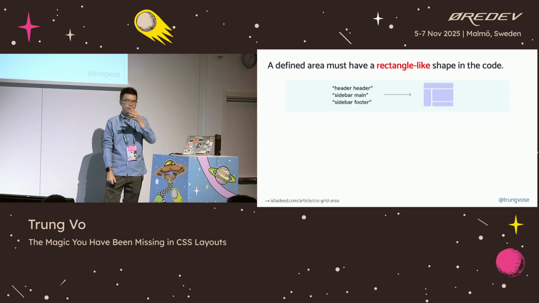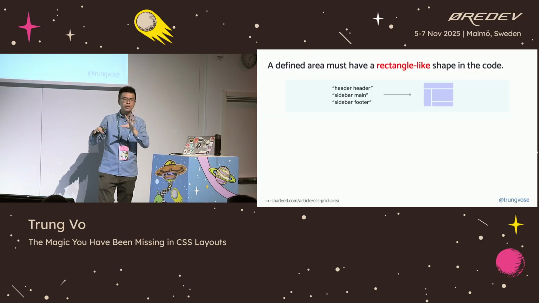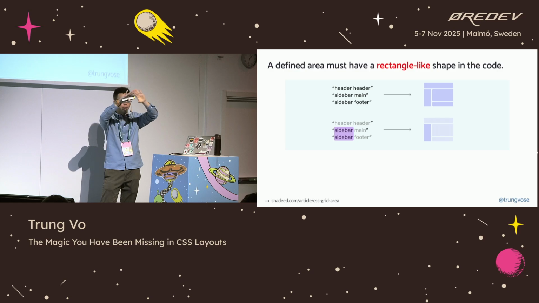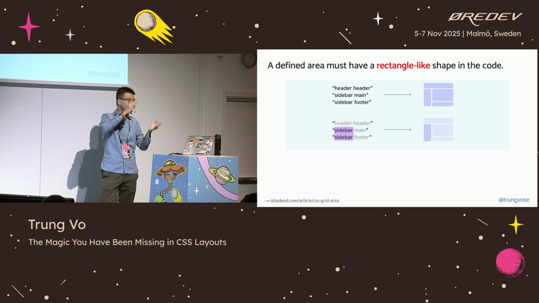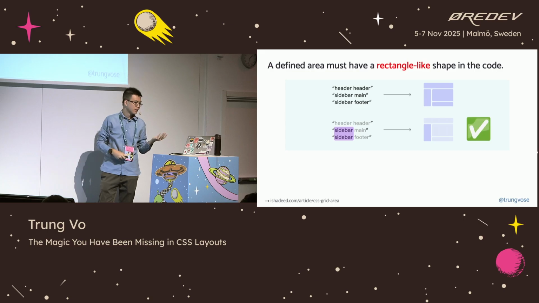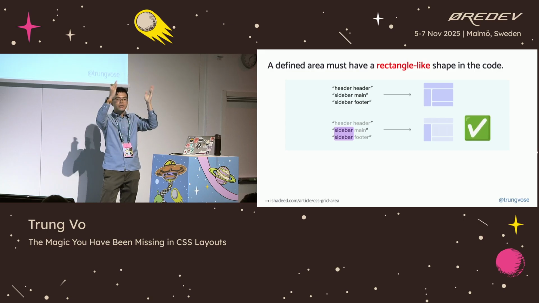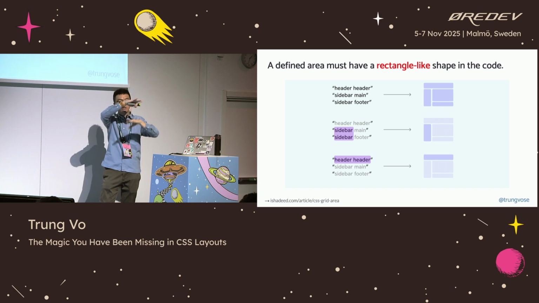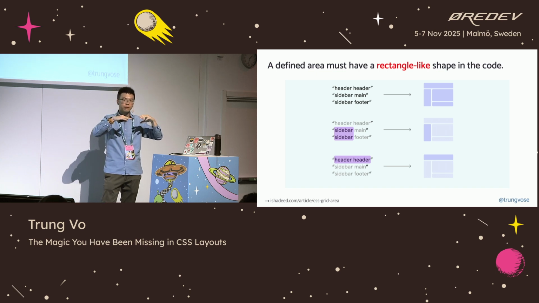So there are a lot of powerful things that you can do, but as you define the grid template area, there is only one thing to take note of. It has to be in a rectangle shape. Otherwise, it doesn't work, right? In this case, you can see there's sidebar and sidebar. It's forming a rectangle, so it's working. Maybe you had a header and header on top, then it's also working.